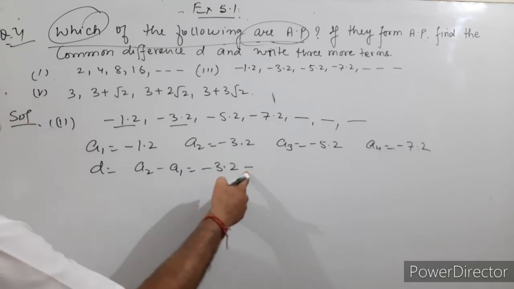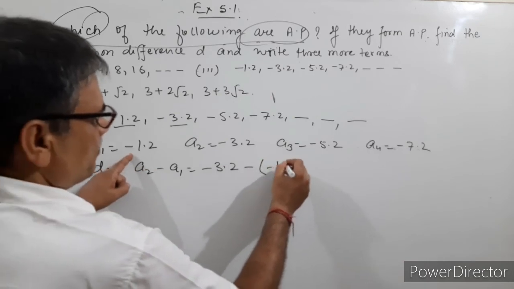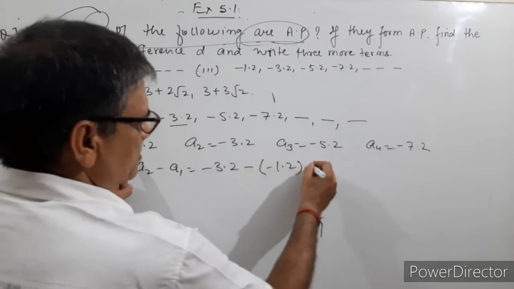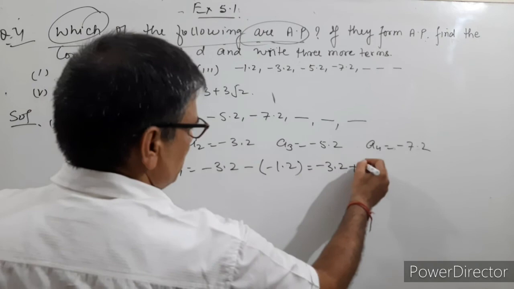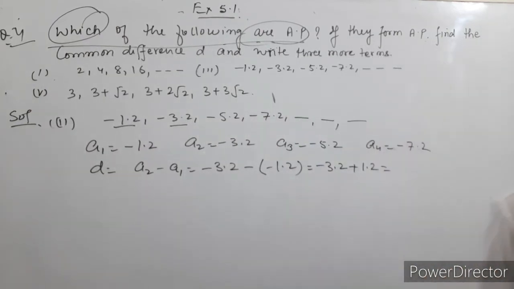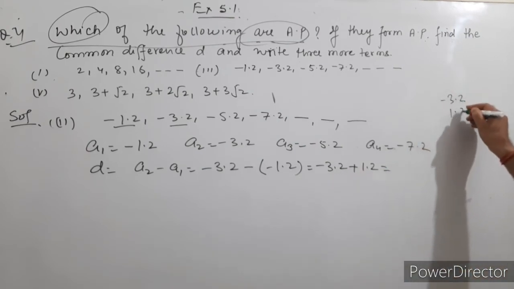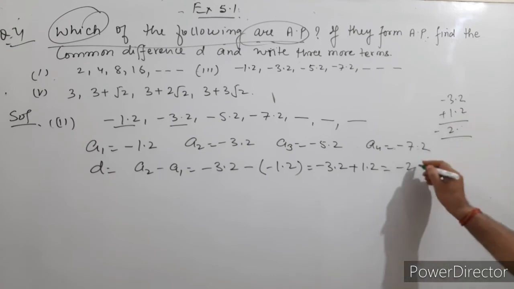A2 is minus 3.2, minus. This is the formula of minus. Minus this one. ये वाला minus है. फिर bracket A1 is minus 1.2. Here is minus. Here is minus. Minus 3.2 minus minus plus 1.2. दोनों को क्या कर देंगे? Plus. Sorry, एक plus एक minus. Minus 3.2 plus 1.2. Here is answer minus 2. This is D.